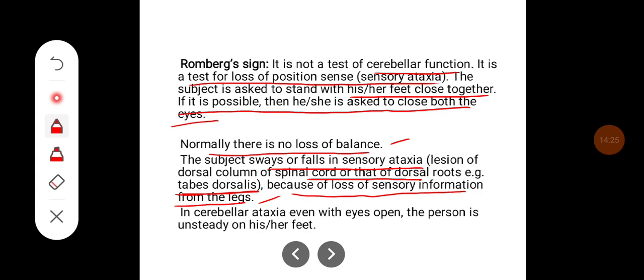Okay. In sensory ataxia, the person will be able to stand with open eyes. But in cerebellar ataxia, even with open eyes, the person is unsteady on his or her feet. And that's how you can differentiate between sensory and motor ataxia with the Romberg sign.